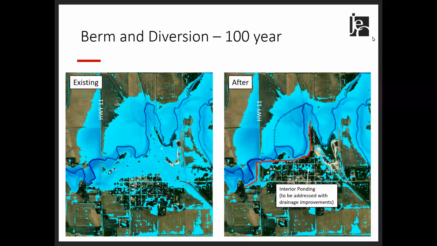Next, we looked at the berm and the small diversion channel. These two together combined for a significant reduction in floodwater. However, the addition of the diversion channel to the berm does not have any more of an impact than just the berm alone.